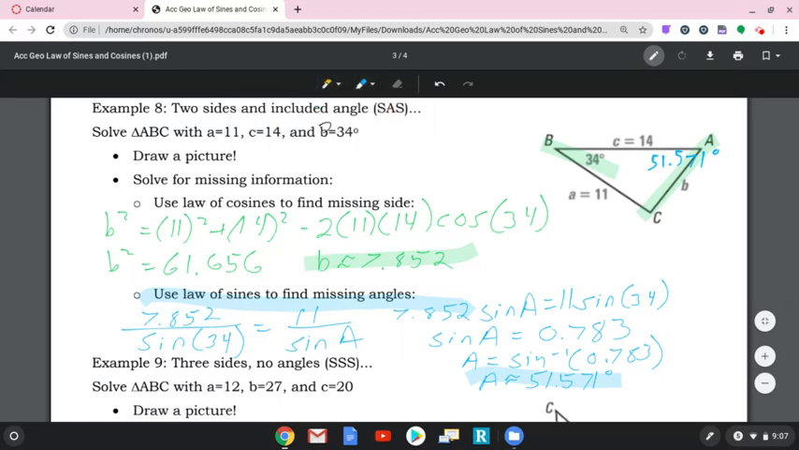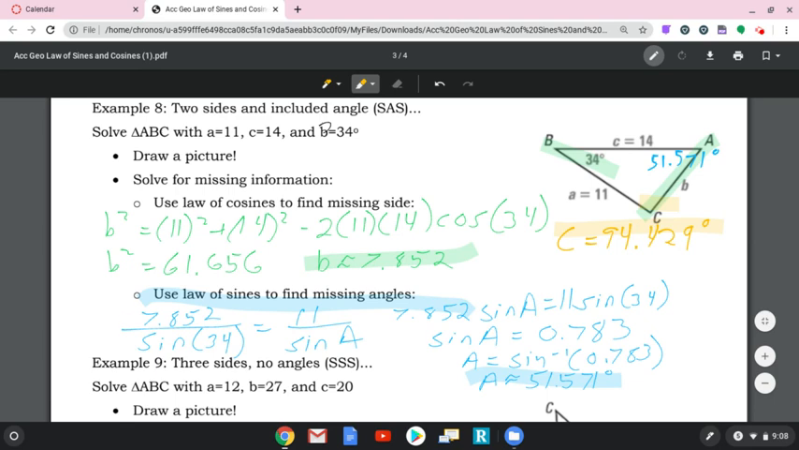Now looking at that, guys, how can we easily find that last angle measurement? I can just subtract both my known angles from 180. So just do 180 minus 34 minus 51.571, and you should get the measure of C to be equivalent to 94.429 degrees. So now we have our three unknowns that we had to solve for using our law of cosines, and then law of sines too, but using law of cosines to start with at least.